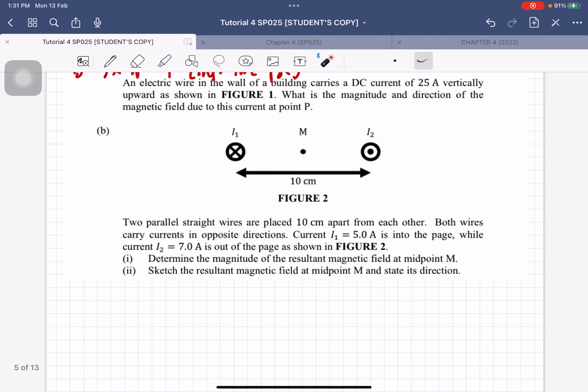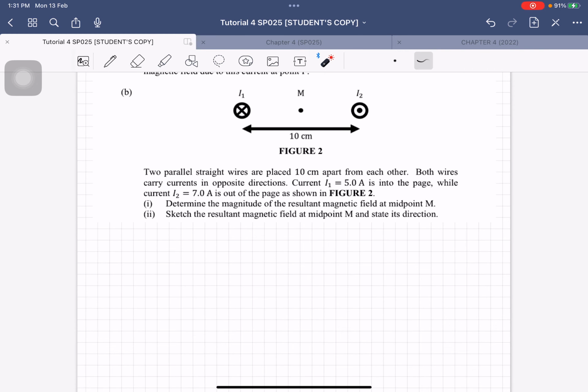Alright, so question B, we have two parallel straight wires placed 10 cm apart from each other. Both wires carry currents in the opposite direction. I1 is 5 ampere, I2 is 7. We have to determine the magnitude of the resultant magnetic field at point M.